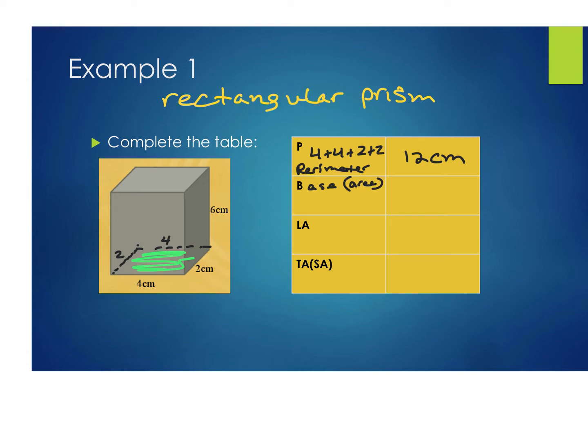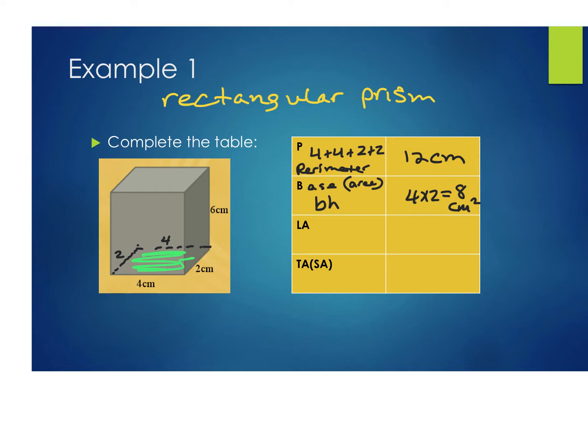And we can see it has a base and a height of 4 and 2. So base times height, or length times width. So 4 times 2. And the area of the base is 8 centimeters squared. Remember, area is always the unit squared.